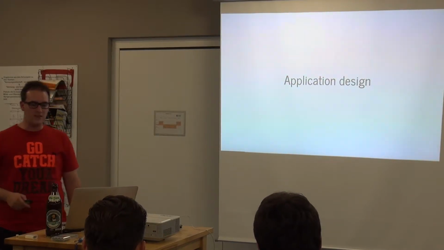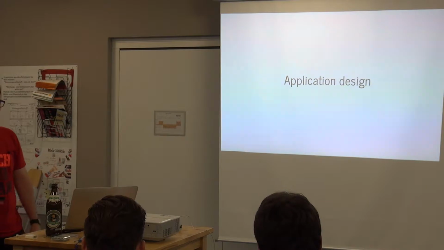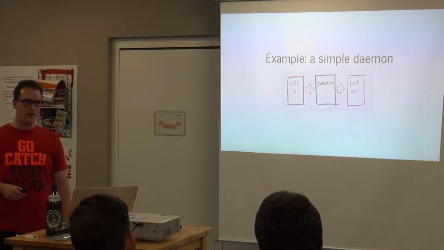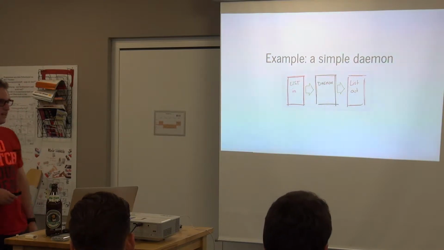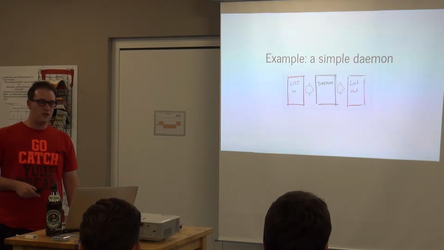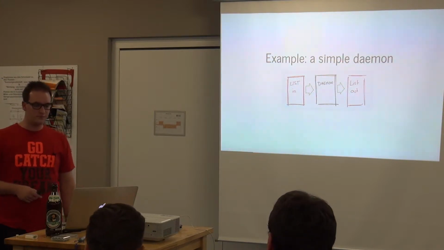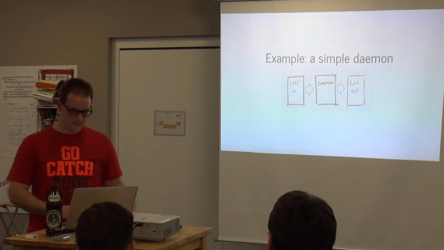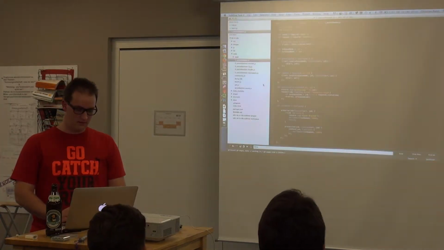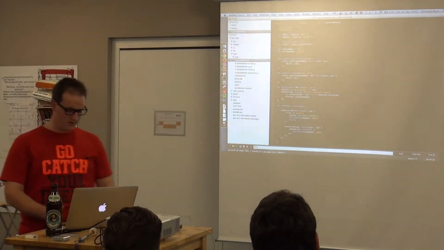First of all, the application design. I will do this on a quick example. It's a really simple daemon which takes a URL from one Redis list, fetches it, looks at the status code and puts it back into another Redis list. So it's really, really simple. Can everyone see? It's a bit small.